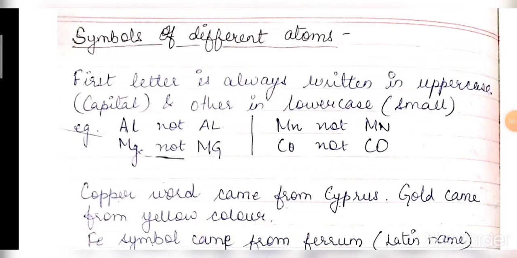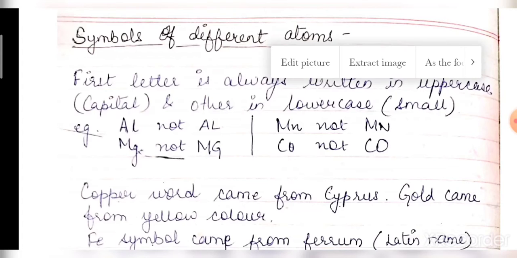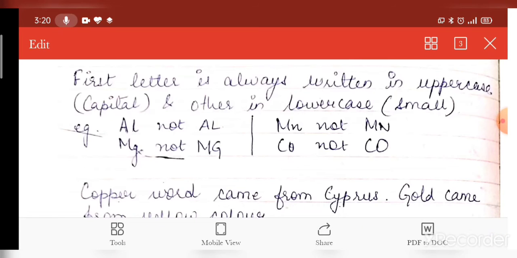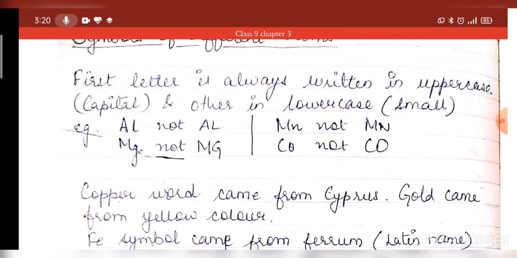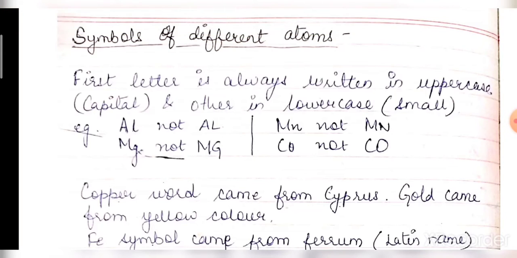Hello students, today we'll be starting the next topic of chapter number 3, that is symbols of different atoms. So the first letter is always written in uppercase, that is the capital, and the other is in lowercase, that is small. So when you are writing the chemical symbols, you have to take care of two things: write the first letter in uppercase and the second letter in lowercase.